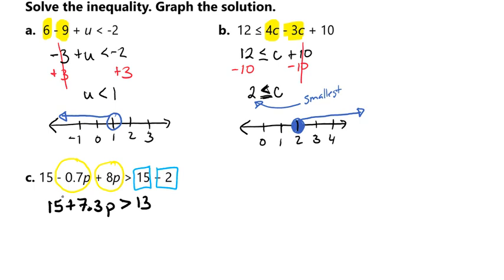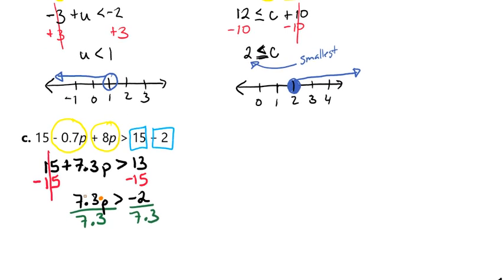We need to get rid of our 15 because we want to take care of our addition and subtraction steps first. So we subtract 15 from both sides because 15 minus 15 is 0. So now we have 7.3p is greater than negative 2. Then we're going to divide, let's use a different color. We're going to divide both sides by 7.3 because right now that 7.3 is multiplying our p. So 7.3 divided by 7.3 is 1.